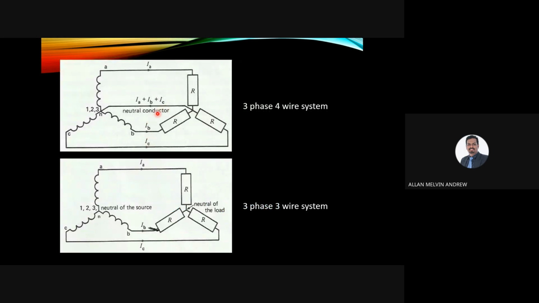So these are the differences. This is the three phase four wire system. The four wire system has an additional neutral conductor in between, and the three phase three wire system doesn't have any neutral. So the neutral is only at the middle.